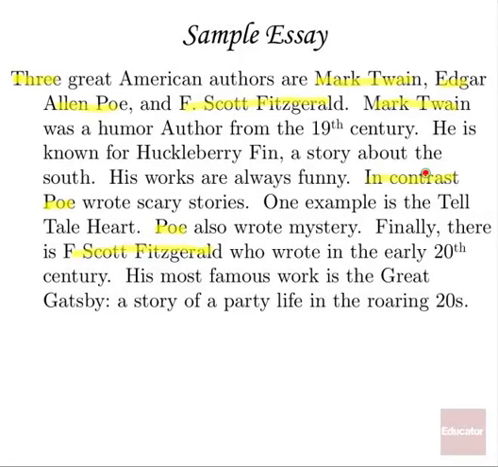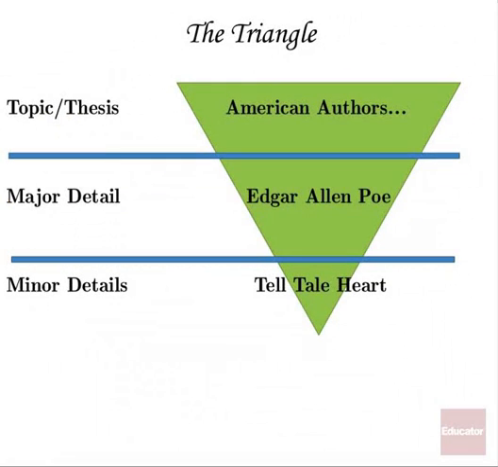Let's just read where it talks about Poe. We have, in contrast, Poe wrote scary stories. One example is The Telltale Heart. So, what is my topic? What is my thesis? What are my major and minor details? Well, my topic and my thesis were the very first sentence, weren't they? We have three great American authors, and we mentioned Edgar Allan Poe, Mark Twain, and F. Scott Fitzgerald. I bet that one of those major details is going to be Edgar Allan Poe. What did Edgar Allan Poe write? Well, that's a minor detail: The Telltale Heart. So, that is how I would divide up that particular triangle between topic, major, and minor details.